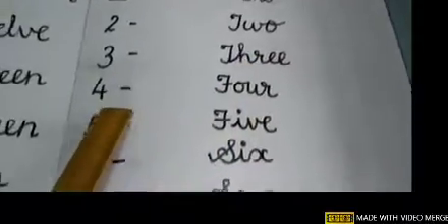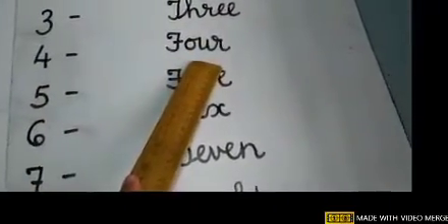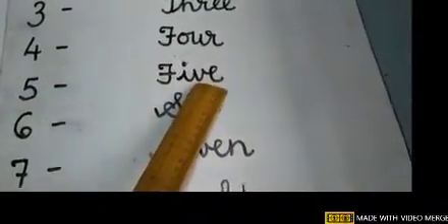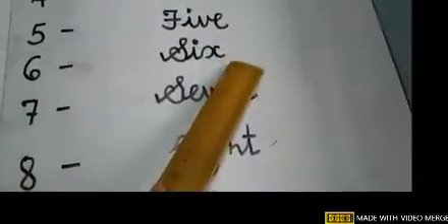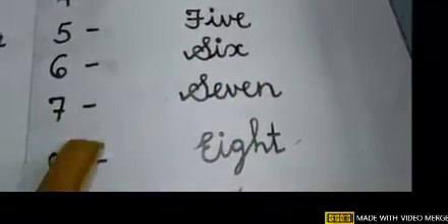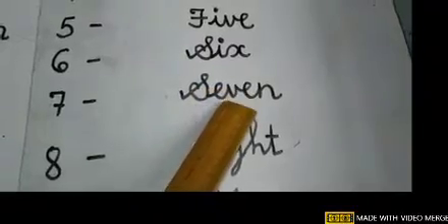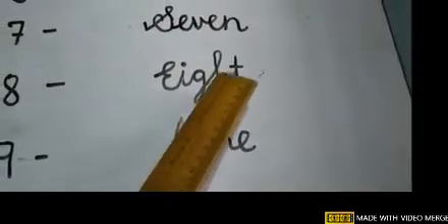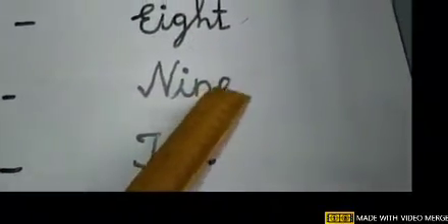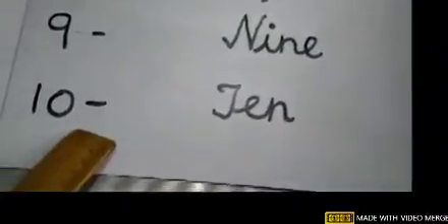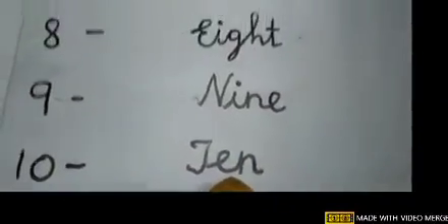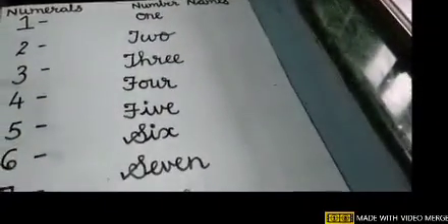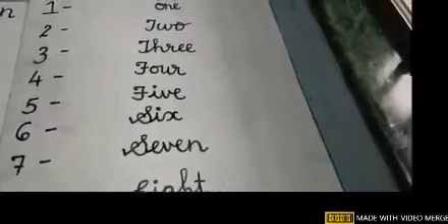T-H-R-E-E, 3. Then 4, F-O-U-R, 4. Then 5, F-I-V-E, 5. Then 6, S-I-X, 6. Then 7, S-E-V-E-N, 7. Then 8, E-I-G-H-T, 8. Then 9, N-I-N-E, 9. Then 10, T-E-N, 10. So what is your work, children? You have to write these numbers from 1 to 10 and their spellings in your rough notebook.